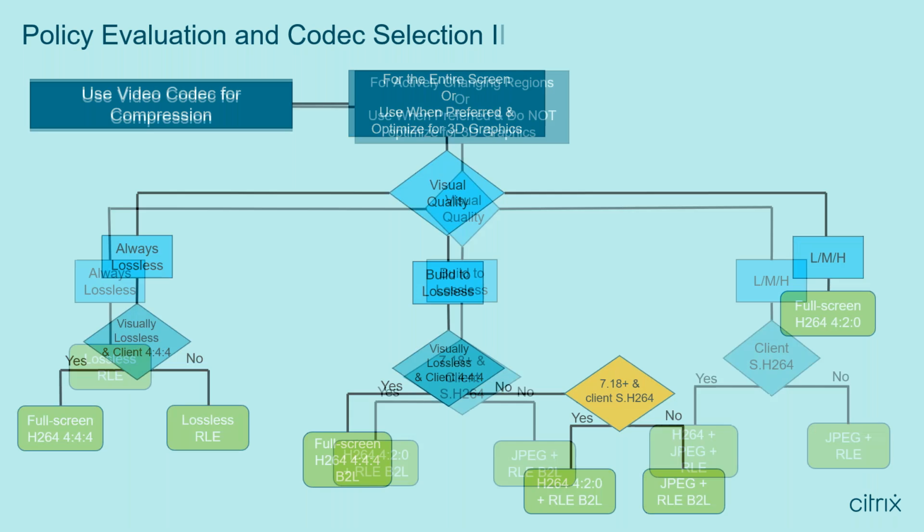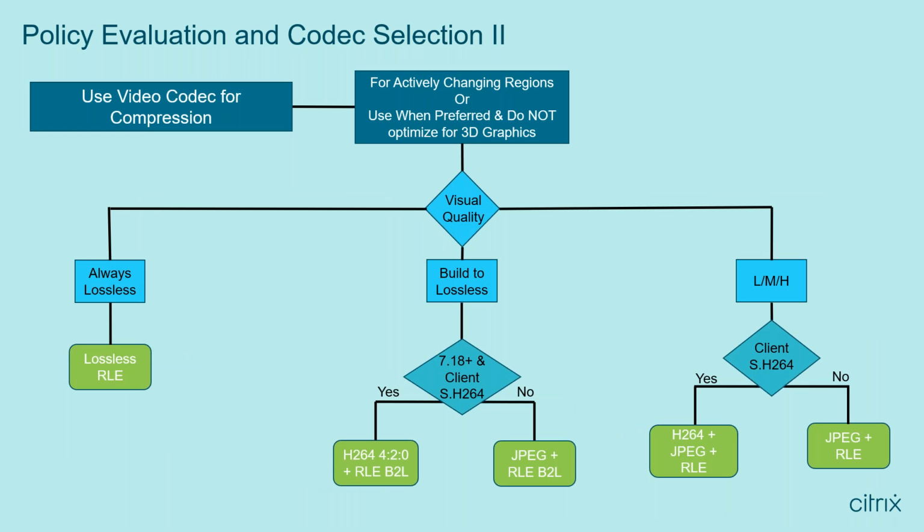So let's change the setting a little bit and keep use video codec for proactively changing regions or use when preferred, but disable optimize for 3D graphics workload. So again, we have the visual quality policy, which makes our first decision on what happens. If you select always lossless, we end up with lossless RLE. If you select build to lossless, and it's 7.18 and the client supports selective H.264, it's like before, H.264 420 and RLE. If the client does not support selective H.264, we end up with JPEG and build to lossless.